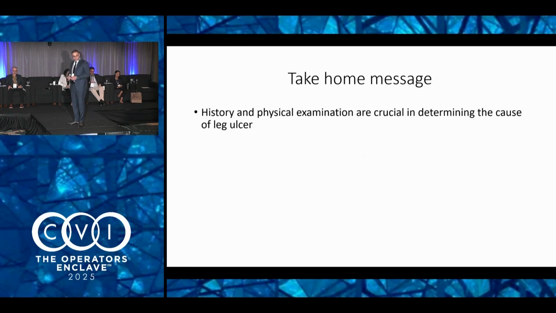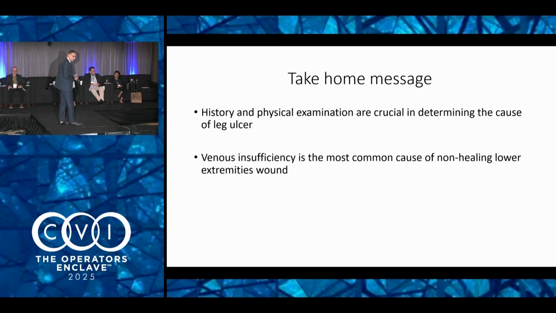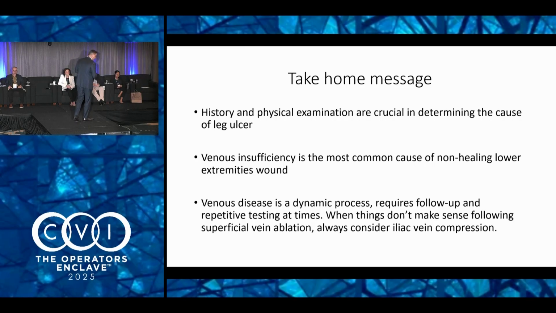A take-home message: history and physical examination are crucial in determining the cause of a leg ulcer. Venous insufficiency is the most common cause of a non-healing lower extremity wound. And venous disease is a dynamic process. You cannot just fix one thing and tell the patients your problem is solved. It's a very dynamic process, and it's very complex, and it involves lymphatics, veins, superficial and deep. And you always have to think about differential while taking care of those patients.